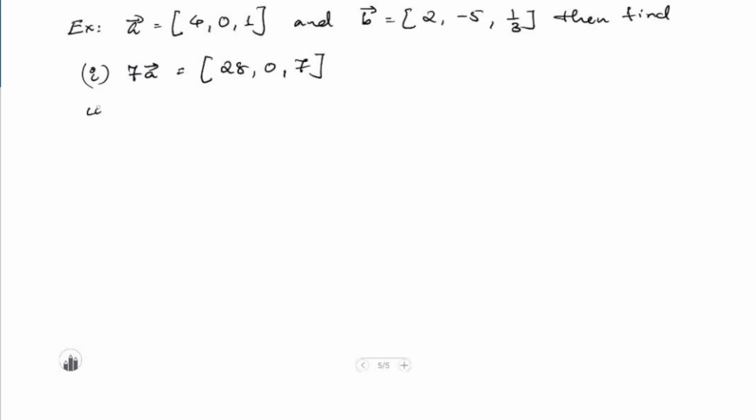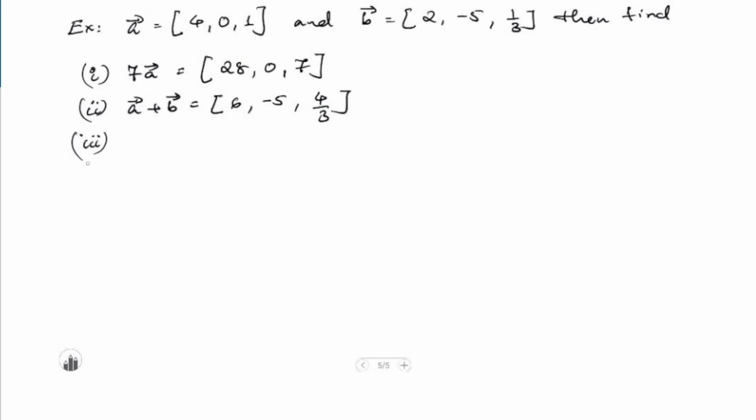And now if we are trying to do another question, let's say we are doing A plus vector B. Here we just take each element, the first element added with the first element, the second element added with the second element of the other vector, and so on. So here we add 4 plus 2 is 6. Then 0 plus minus 5 would be -5. And then we have 1 plus 1/3, which is 4/3.